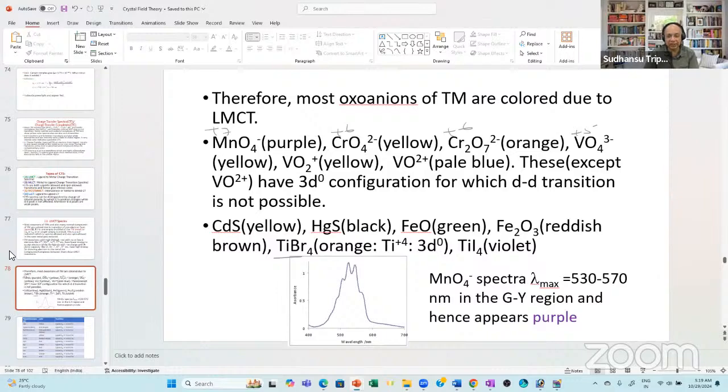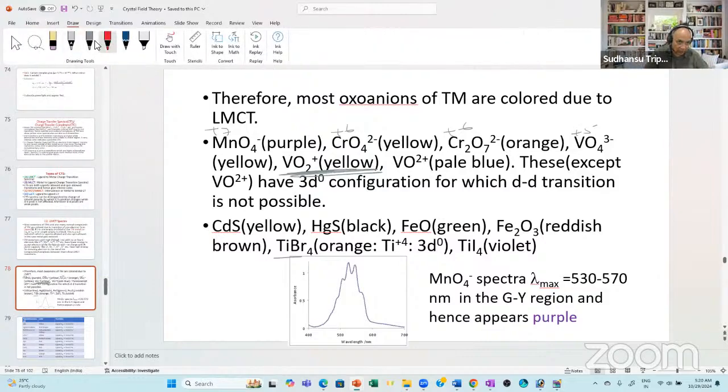Because of this intense color, sometimes you have to know the epsilon max value. This epsilon max value has been found out to be much greater than 1000. Therefore, it was confirmed that it is not due to DD transition. And in fact, D0 is not possible. In this case, the only argument you can make is with this one, which is D1 configuration. Vanadium is in the plus 4 state. There you can make an argument.